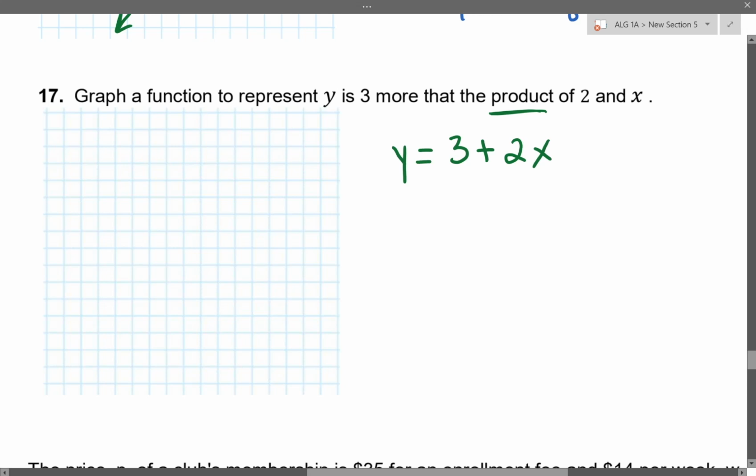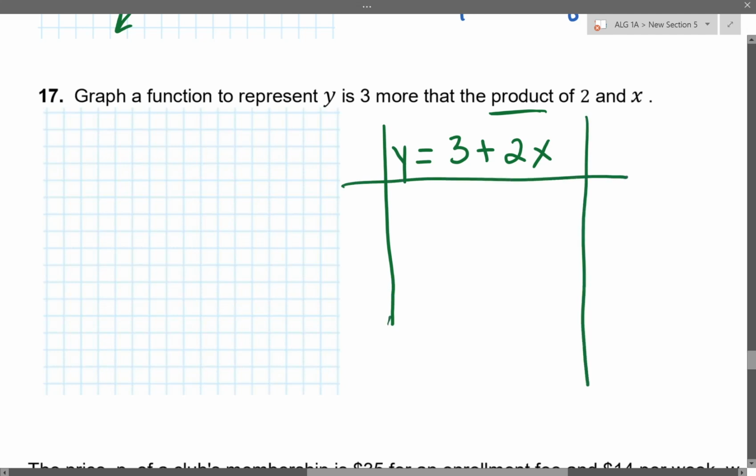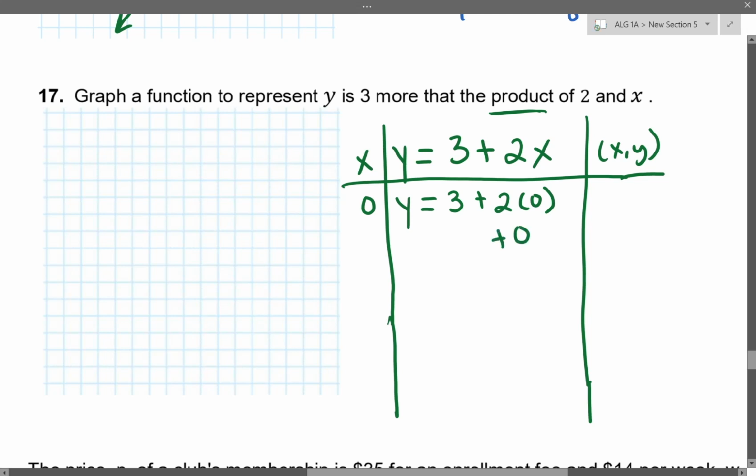Okay, so now let's create our function table. So I create a table, x right here, and our ordered pair x and y. So the first value I need to do is put 0, because 0 is the easiest. So every time I see an x, I'm going to put a 0. 2 times 0. So 2 times 0 is 0 plus 3. 0 plus 3 is 3. So my ordered pair, my input was 0, my output was 3.